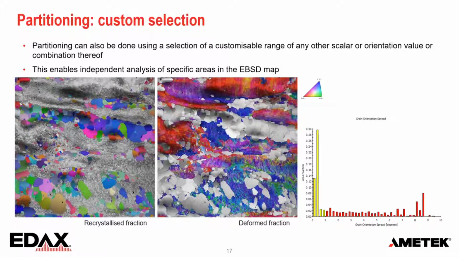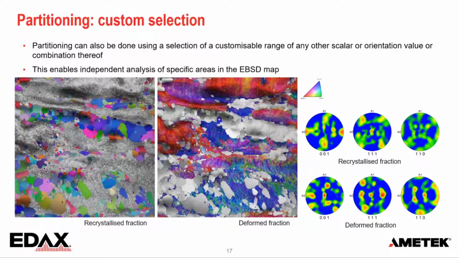So in this case, I have here for grain orientation spread, the grains that have very little spread, so no deformation, that's the recrystallized fraction in this sample. And the deformed fraction here on the right, that's the heavily deformed material with a lot of spread inside the grains. So this may not always be the same between different materials. Then you can use this interactive highlighting to pinpoint where the transition is. And of course, you can then do further analysis for each fraction.